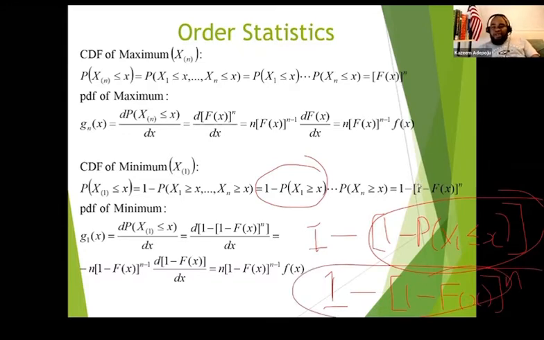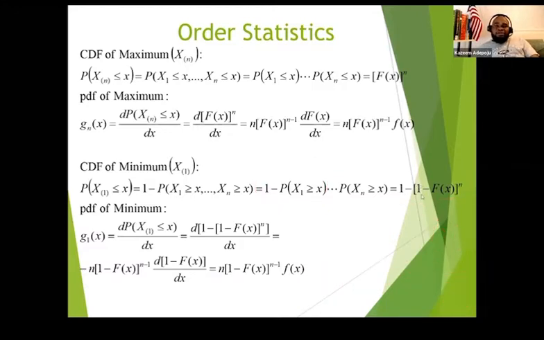So what I'm trying to say is that this is basically the CDF of the minimum, and of course, if I have the CDF of the minimum, differentiating this right now, I'm going to get the PDF. That's what I'm trying to do right here.